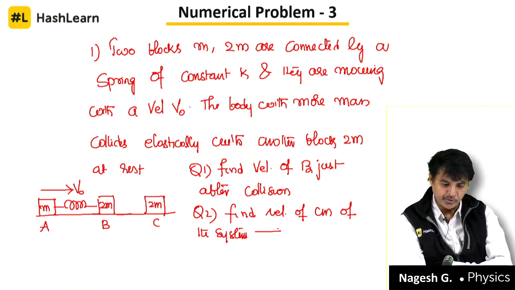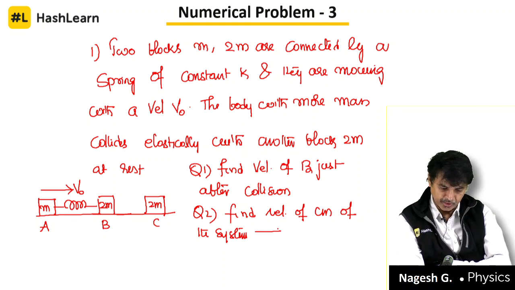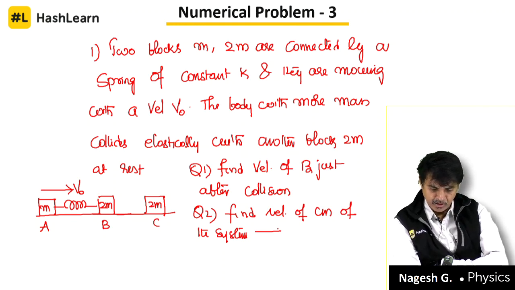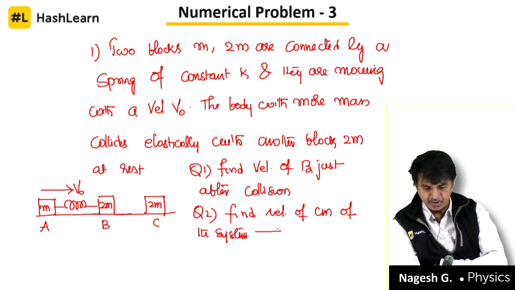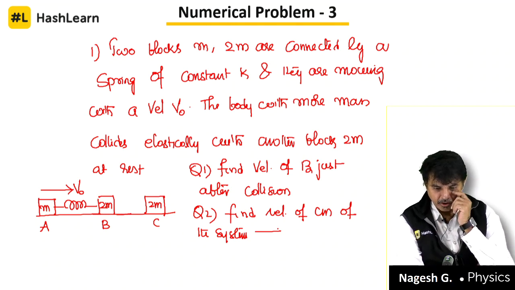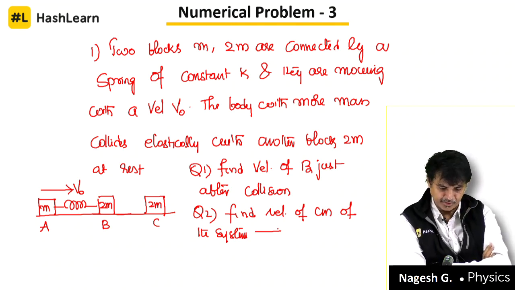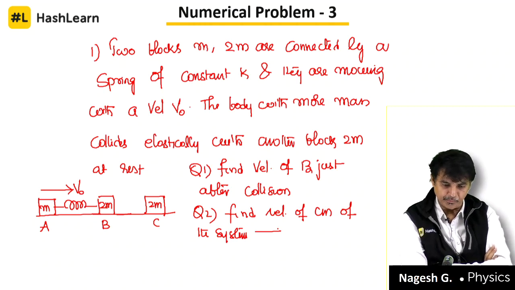Two blocks M and 2m are connected by a spring of constant K, and they are moving with a velocity v naught. The body with more mass collides elastically with another block 2m at rest. Find the velocity of the block B just after collision, and after that find the velocity of the center of mass of the system. Bhagyasri Dalvi came out with her option as V0 by 2.